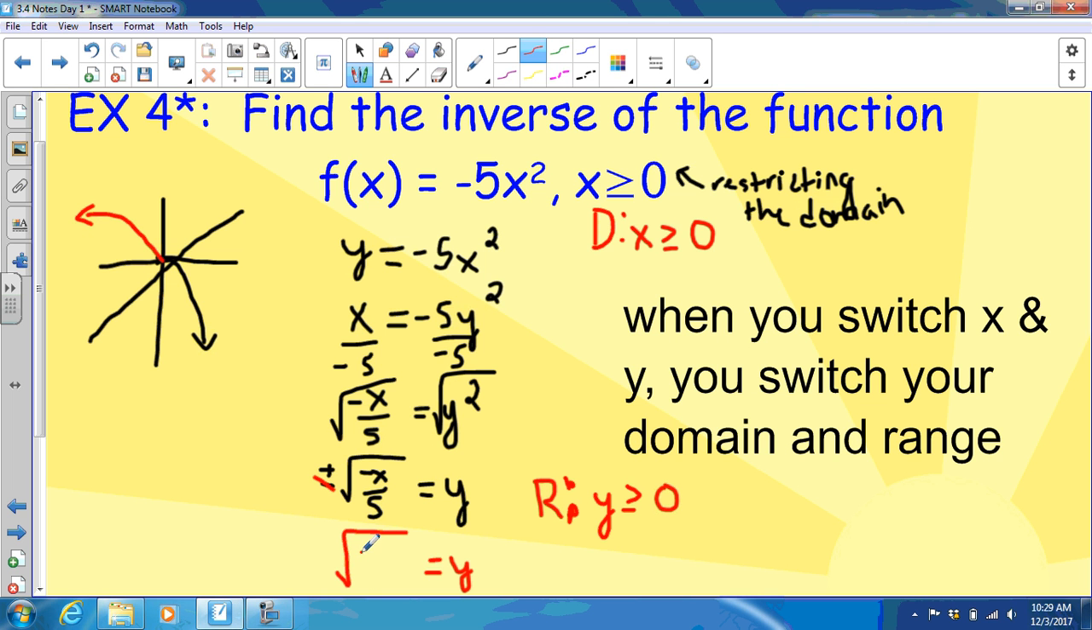So our final answer would be y equals the square root of negative x over 5. And this would be our inverse to our function negative 5x squared, where the domain is restricted to x greater than or equal to 0.